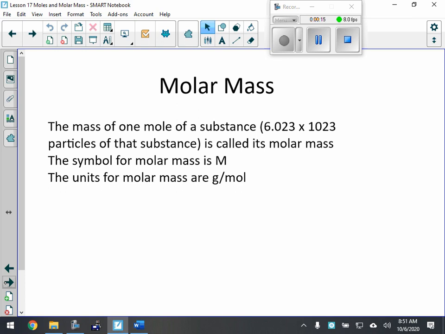Well, the molar mass of a substance is the mass in grams of 1 mole of a substance, 6.02 times 10 to the 23 particles of that substance. The symbol for molar mass is big M, and the units are something called grams per mole. Okay, so we'll take a look at this, and I'll show you what this means as we go, what this is actually saying. Once we get to our first example, I'll show you that.